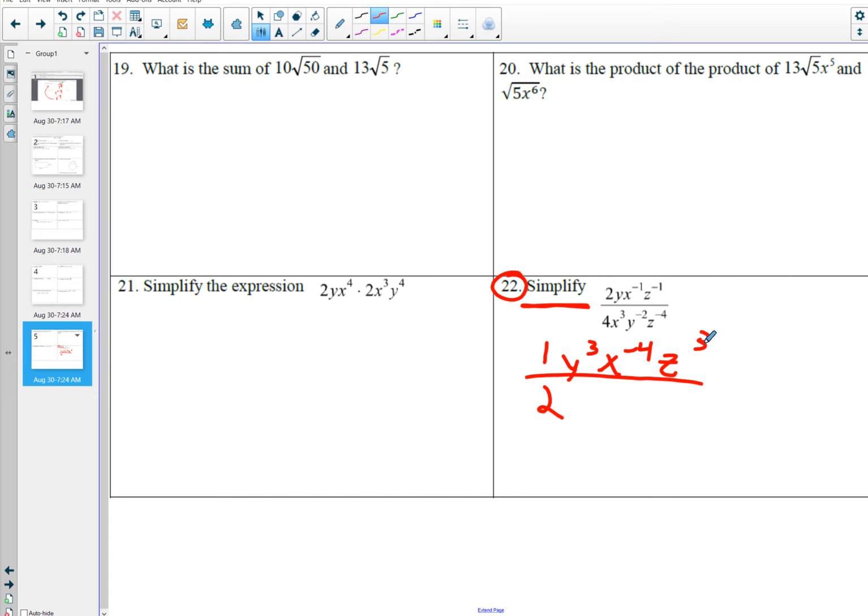Because I can tell that there's going to be some variables left in the numerator, I don't need a 1. So the 1, I'm not going to write it. But I will write the y to the third. I will write the z to the third. On the bottom, I still need the 2. The x drops, but instead of being to the -4, what do we get? Positive 4. And then we'd be done.